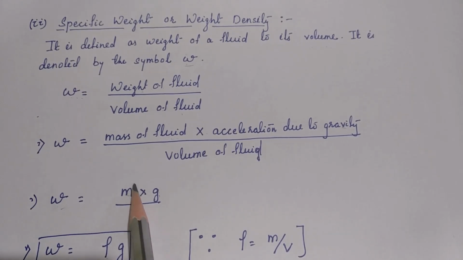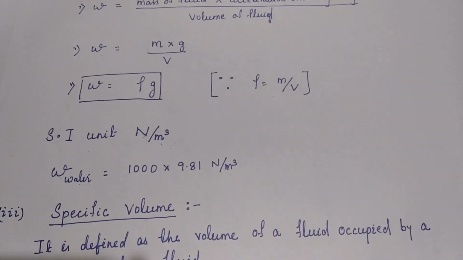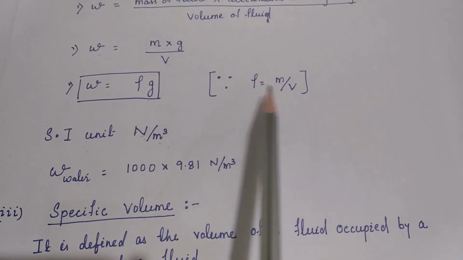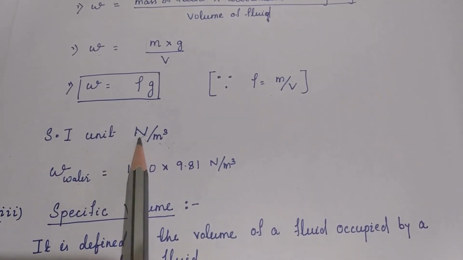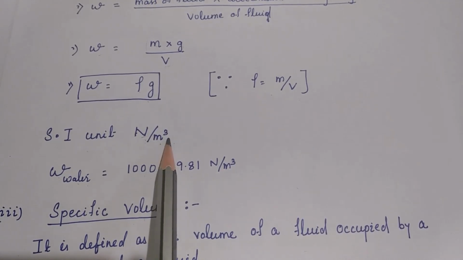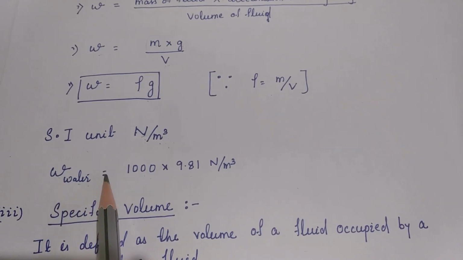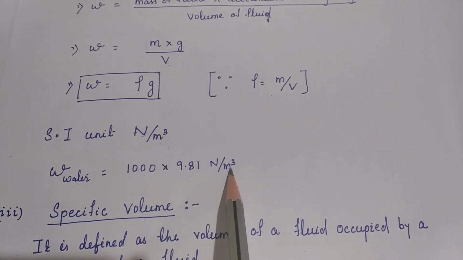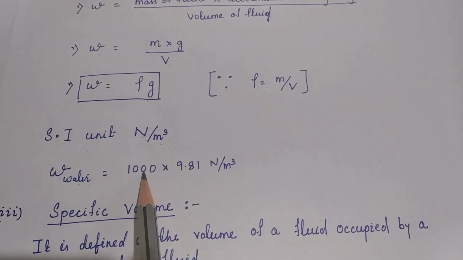And here we have the expression m by v. In place of m by v, we substitute rho, since rho equal to m by v. So w equal to rho into g. The SI unit of specific weight is Newton per meter cube. If I say the specific weight of water, it is 1000 into 9.81 Newton per meter cube. This is from the value rho into g, where g is 9.81 and the density of water is 1000.